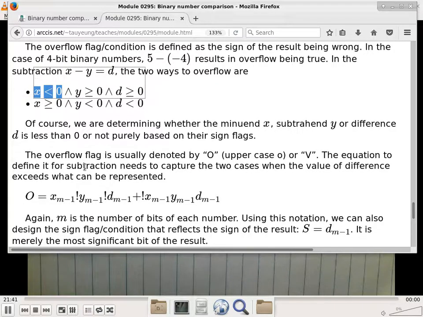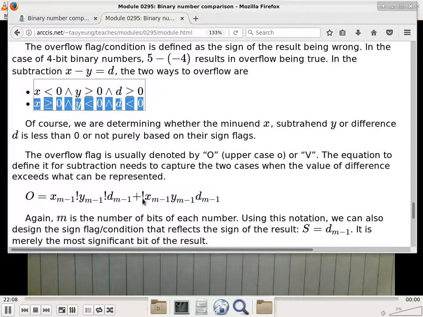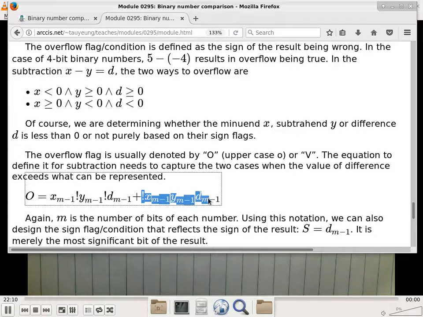So what about this one? It's the negation of y subscript m minus 1. It's telling me that y is greater than or equal to 0. The negation of d subscript m minus 1 over here is telling me that d is greater than or equal to 0. So this is one way to overflow, which is represented by this sub-expression. This is the other way to overflow, which is represented by the other sub-expression here.